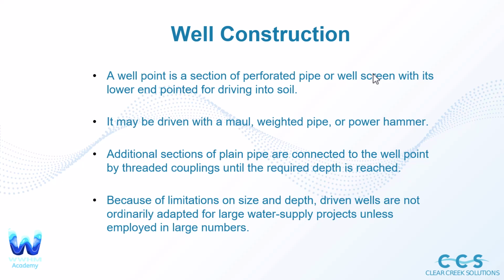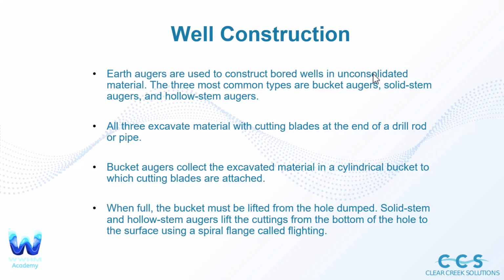Because of the limitations on size and depth, driven wells are not ordinarily adapted for large water supply projects unless employed in large numbers. Earth augers are used to construct bored wells in unconsolidated material. The 3 most common types are bucket augers, solid stem augers, and hollow stem augers. All 3 excavate material with cutting blades at the end of a drill rod or pipe. Bucket augers collect the excavated material in a cylindrical bucket to which cutting blades are attached. When full, the bucket must be lifted from the hole and dumped. Solid stem and hollow stem augers lift the cuttings from the bottom of the hole to the surface using a spiral flange called flighting.